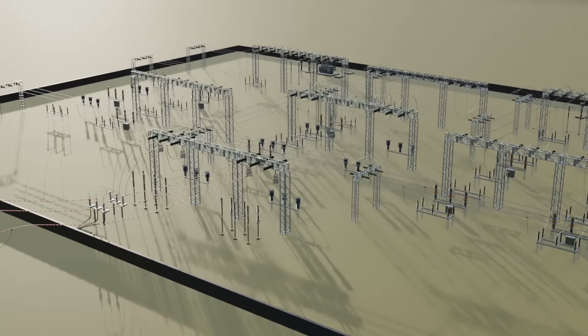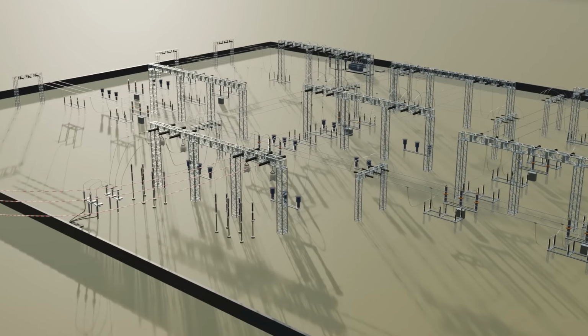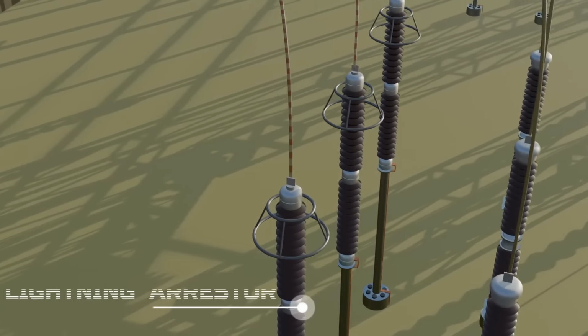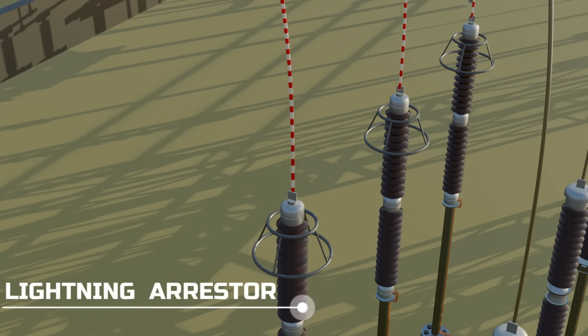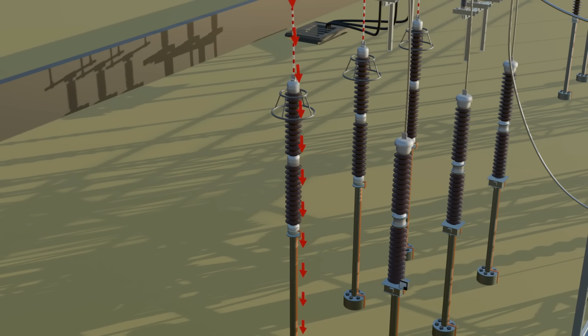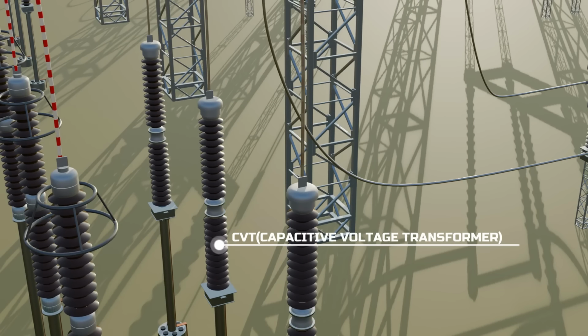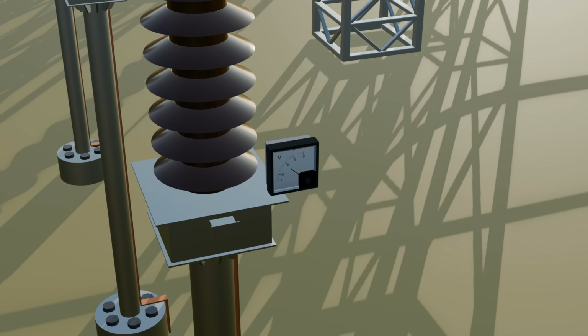Two devices are important here. The first is the lightning arrestor, which diverts overvoltage surges safely to Earth and protects the system from lightning. After that comes the CVT, which steps down and measures the high voltage for protection and metering.